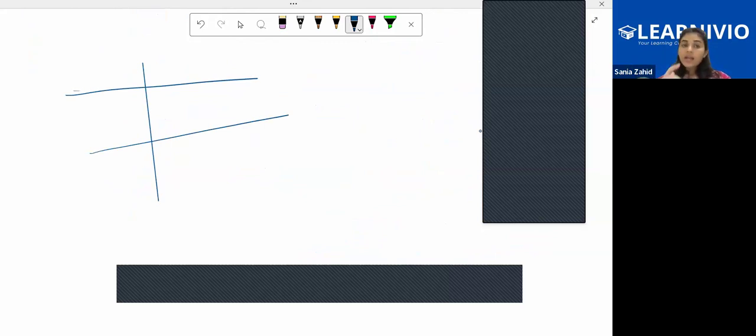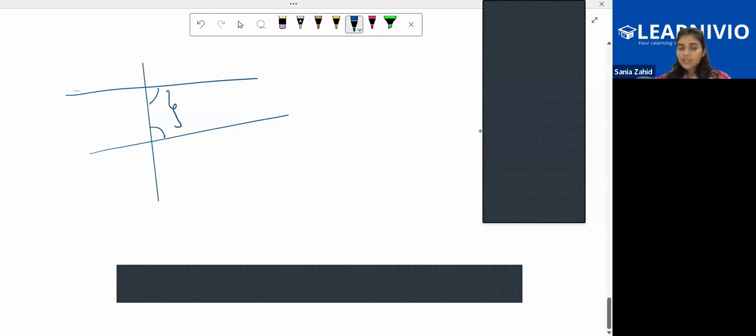But see this angle and this angle right here. Are these any type of angles? Are they vertically opposite? No. Alternate interior? No. Alternate exterior? No. Corresponding? No. They're not any type of angles. But you see that both of them are interior, right? Yes. Both of them are lying on the same side.